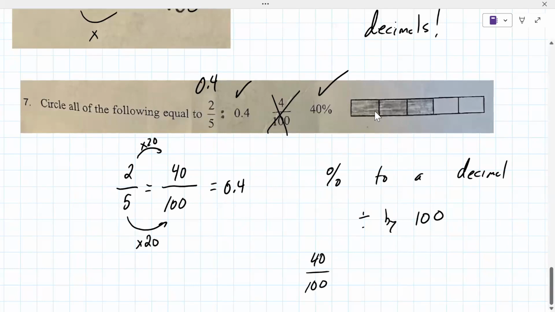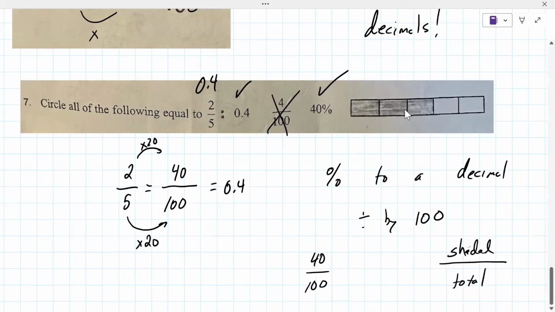About the picture over here on the right, I don't think that's right. Think of it as kind of unclear, because it should probably say shaded over the total.